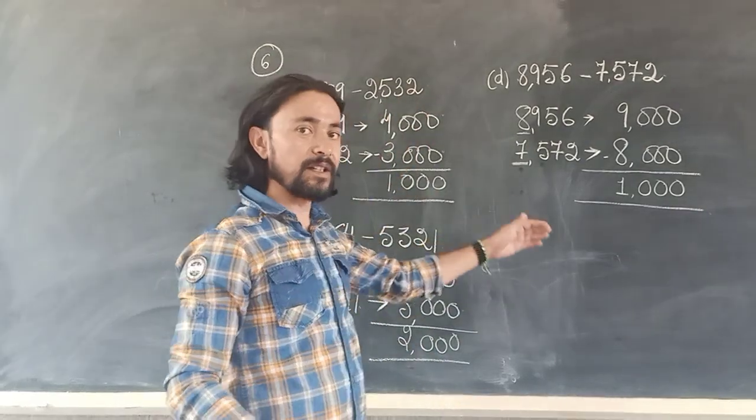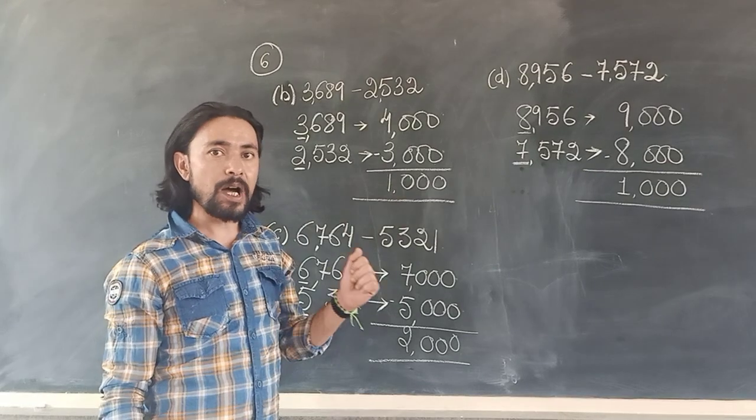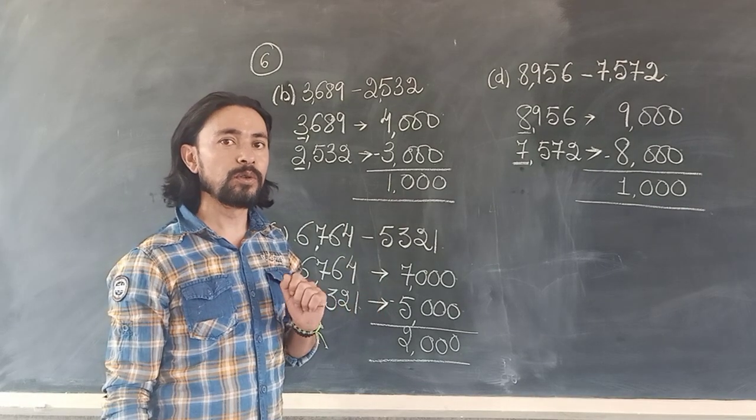Now in all these sums you will notice that the rounding off is in thousands as well as the answers are in thousands. So this is the way these sums are to be done. Part A is to be done by you for homework.